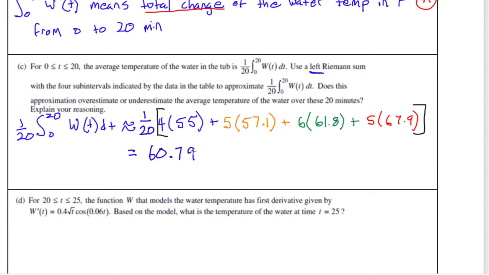So this is equal to 60.79, and our units here are going to be just our degrees, because this is the average temperature. So whenever you have this word average, it means don't change the units. Use whatever units it's talking about. Average is talking about temperature, so use the units for temperature, which is degrees Fahrenheit, and box it.